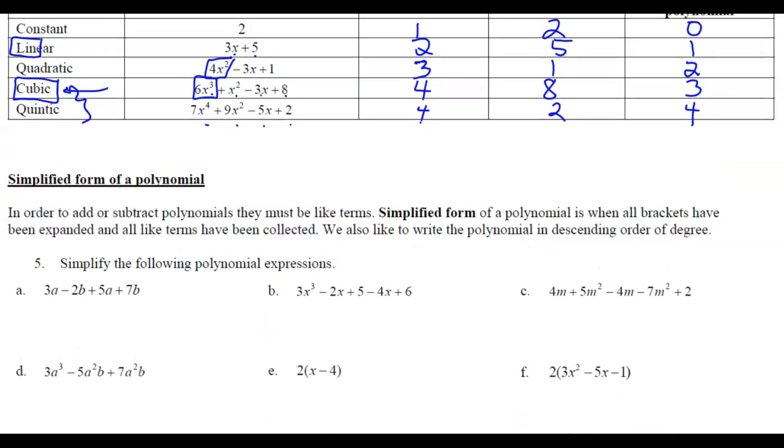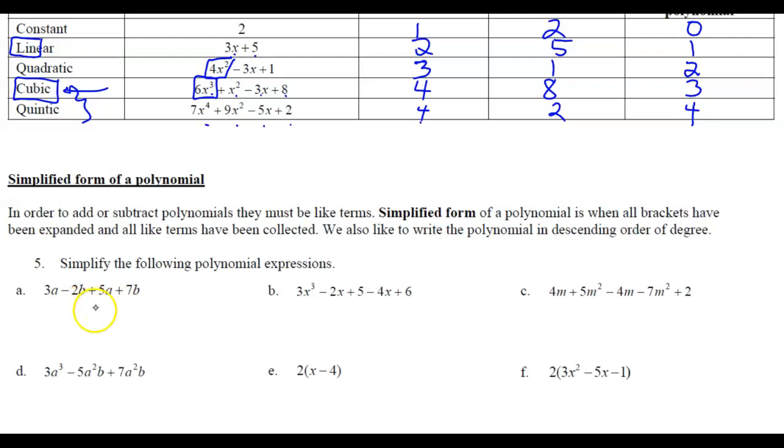Now we're going to simplify polynomials. Again, review of Math 9 and Math 8, the first parts. So in order to add or subtract polynomials, they must have like terms. Simplified form of a polynomial is when all the brackets have been expanded and all like terms have been collected. And we also like to write it in descending order of degree.